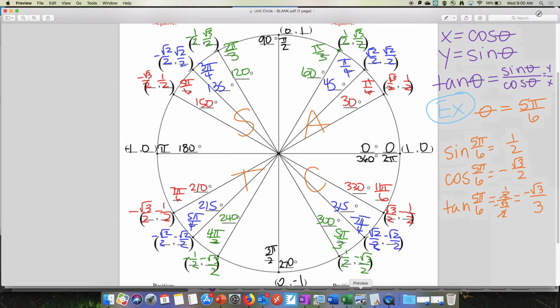And then our cotangent, you can think of this 2 different ways. You can think of it as the reciprocal of tangent, or you can think of it as the reciprocal of sine over cosine. So if you want to do cosine over sine, that's fine. But we end up getting negative radical 3 over 1. You can either flip this and rationalize it, or you can think about cosine over sine, and those cancel to get there.